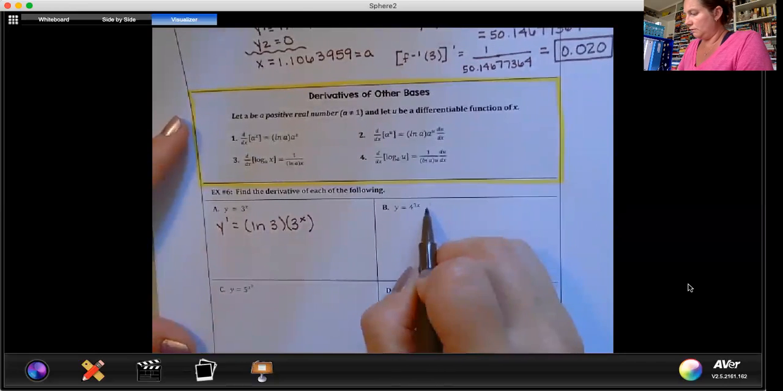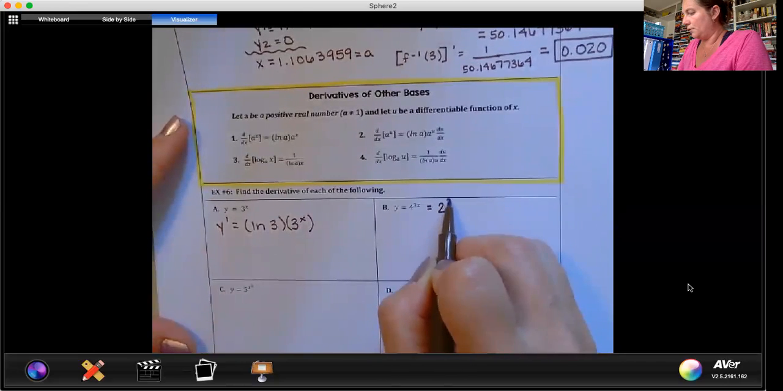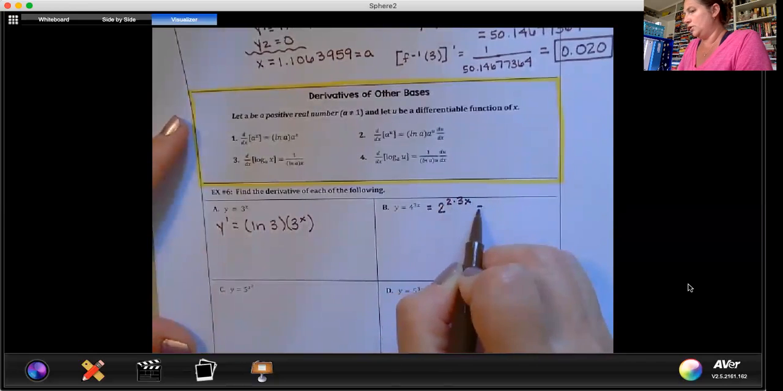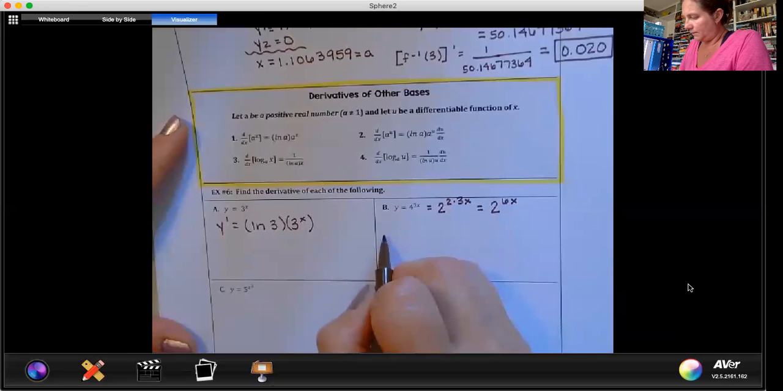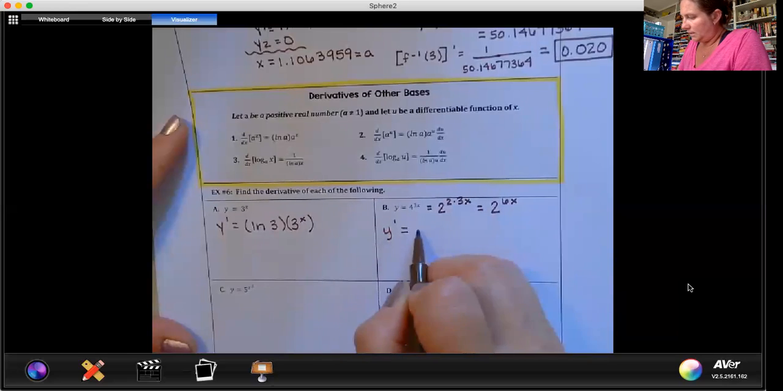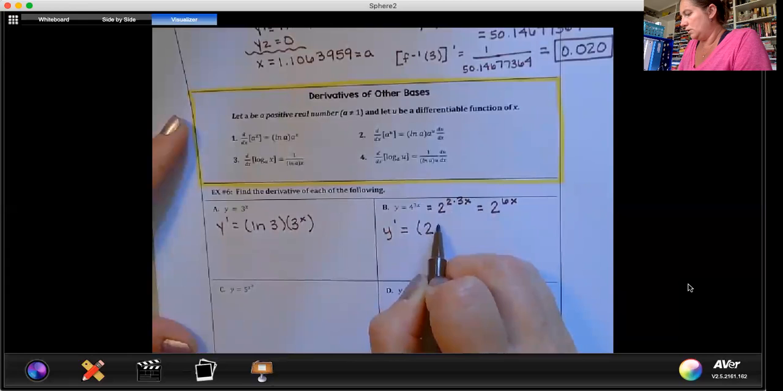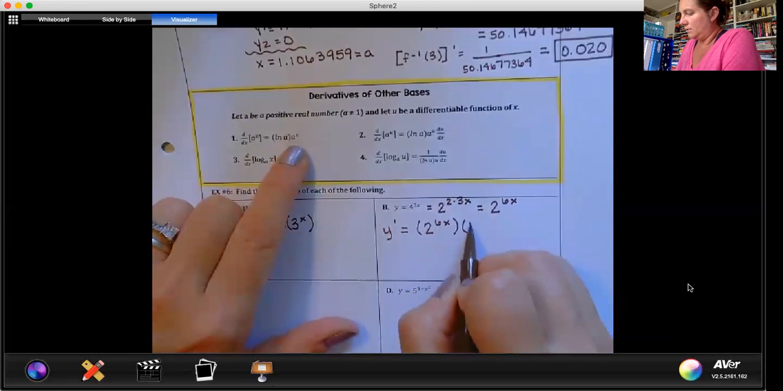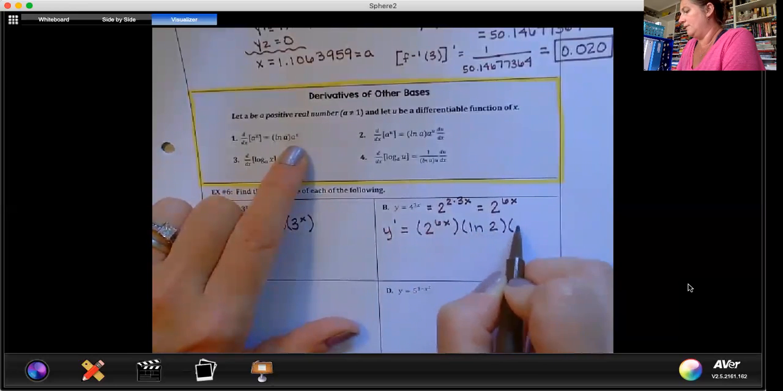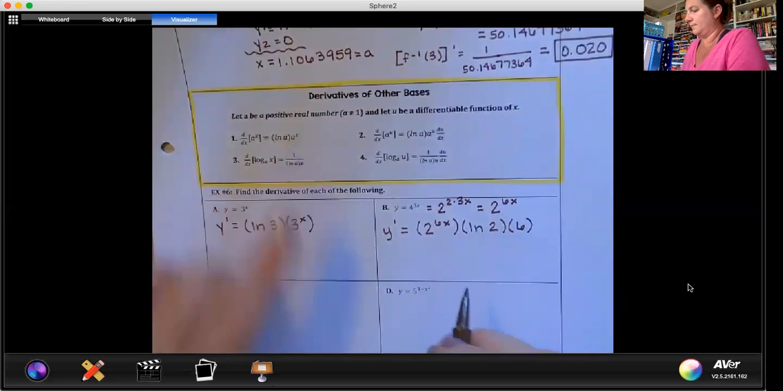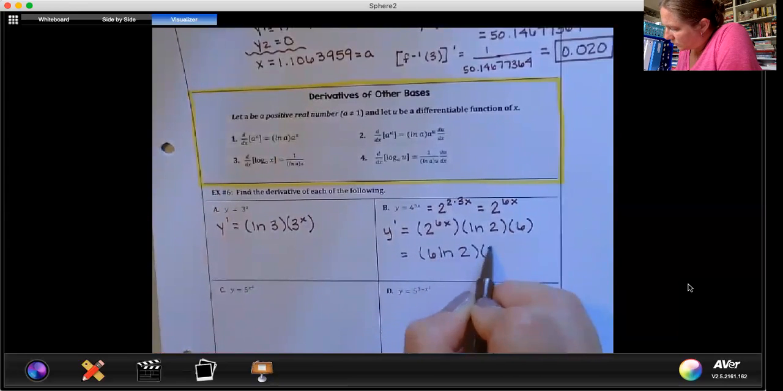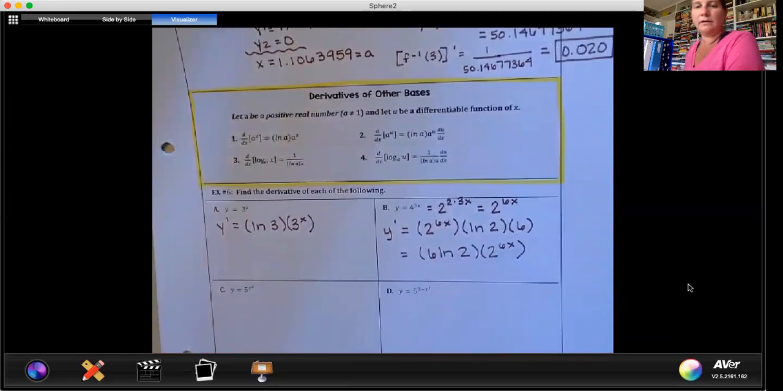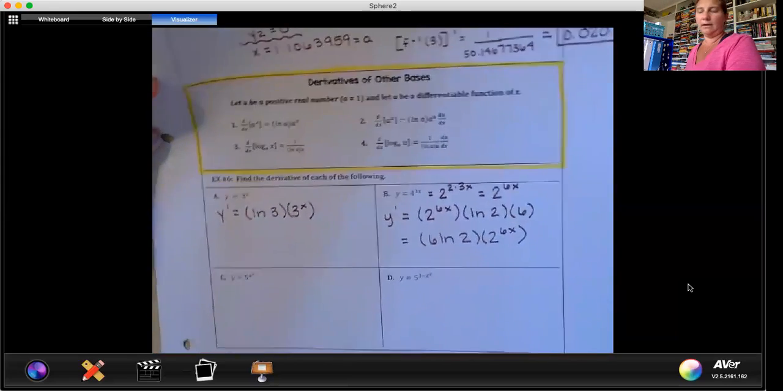For this problem, we're going to do a rewrite. I'm going to make 4 be 2 squared, which is 2 to the 6x power. And I'm going to evaluate that. Y prime equals 2 to the 6x power. I'll go ahead and do my ln 2 and then times the derivative of 6x, which is 6. And then just rewrite 6 ln 2 times 2 to the 6x power. Again, you're multiplying, so the order really doesn't matter.